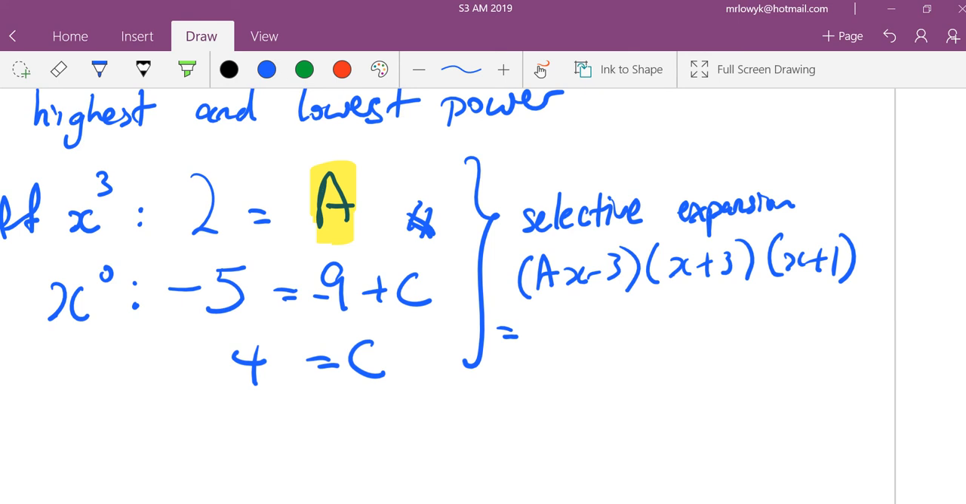So I do selective. If I only want x cubed, the only way to get x cubed is to take ax times x times x. The rest will not give you that. Am I correct? So therefore, this is A. To get the number, I will get minus 3 times 3 times 1. And hence this. So then I have this.